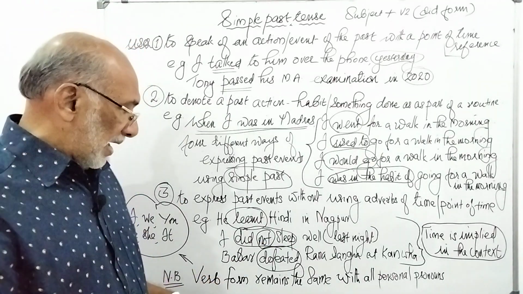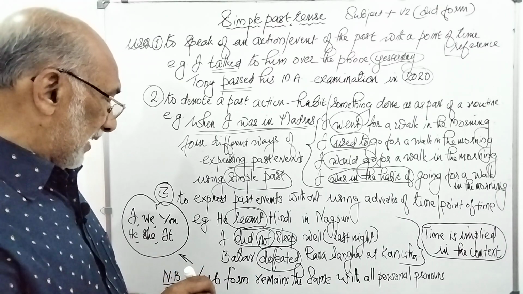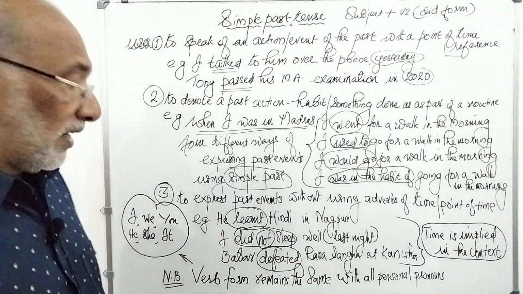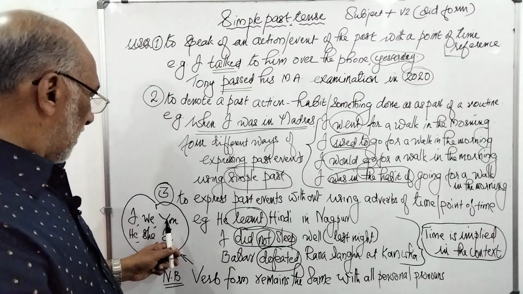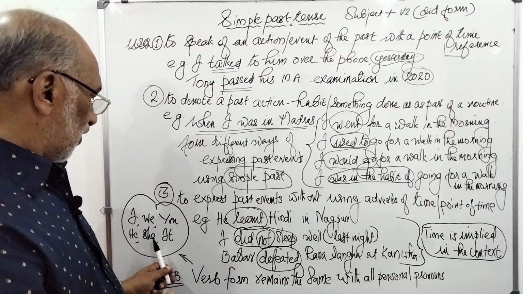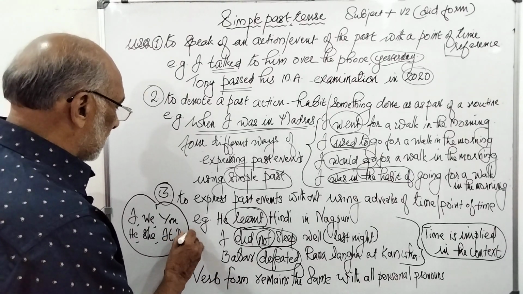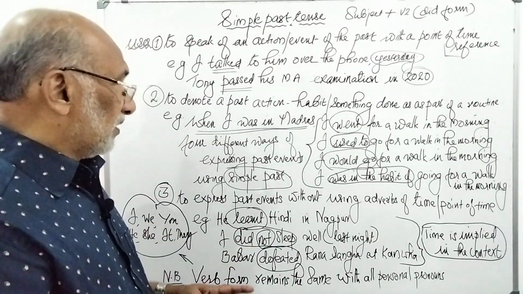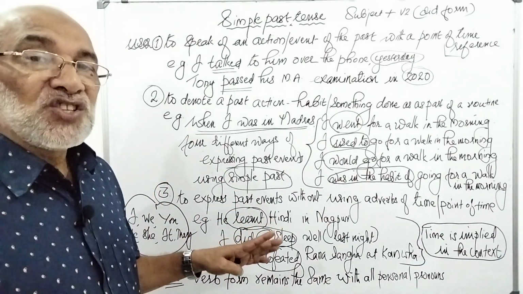Okay, and one thing to be noted or to keep in mind is that the verb form remains the same with all the pronouns. You know what the pronouns are? First person singular I, plural we, then you, plural you, he, she, it and they. He, she, it and they. With all these personal pronouns, the verb form remains the same, no change at all.